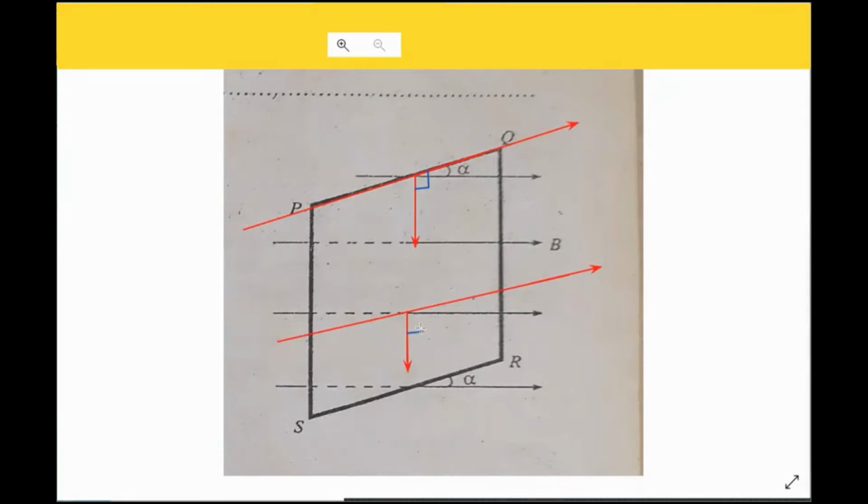I have resolved the magnetic field along two perpendicular directions. Then it is clear that cos alpha component is perpendicular to the QR side and cos alpha component is perpendicular to the PS side. So that is B cos alpha. Cos alpha is the perpendicular component. Here also same. B cos alpha.